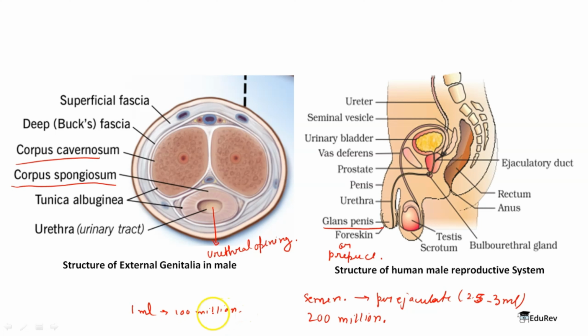If this number is below 20 million, then the male is suffering from a condition called oligospermia. What is it called? Oligospermia, which means low sperm count. This condition leads to infertility in males.